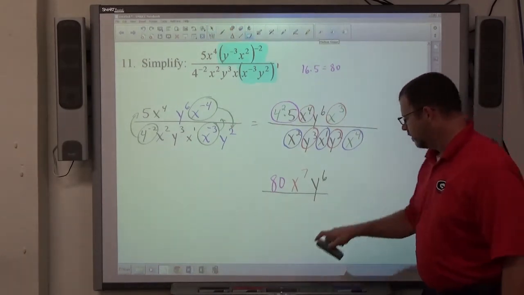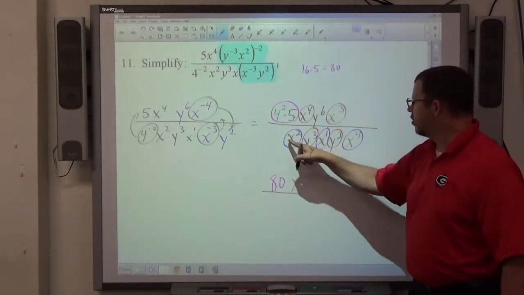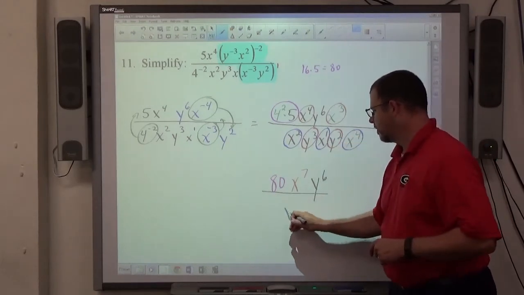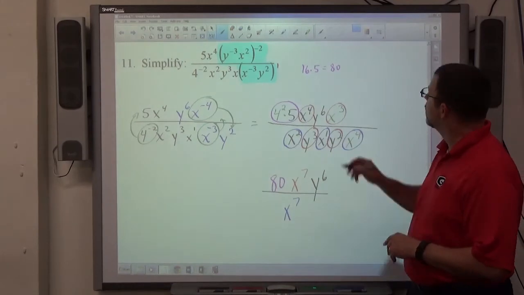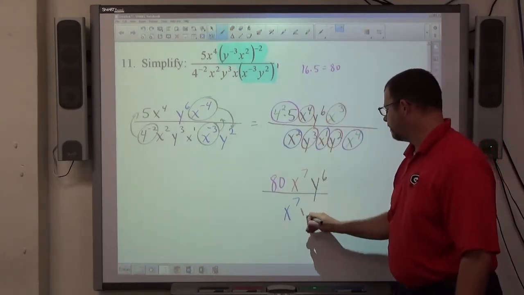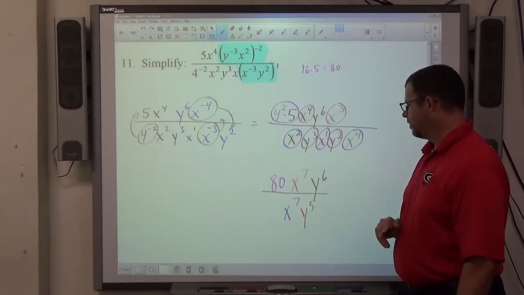On the bottom, I've got too many x's. X. 2 plus 1 plus 4 is 7. Again, multiplying x's, I'm adding powers. Looking at the y's, I've got y. 3 plus 2 is 5.